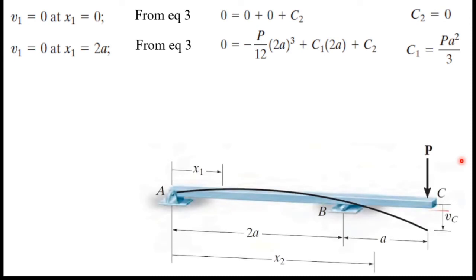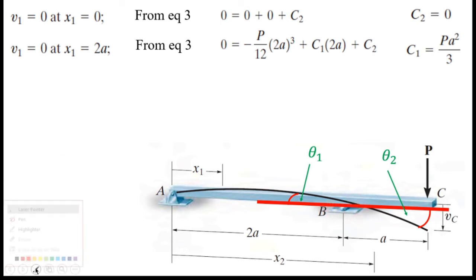For that, I can draw a horizontal line here, and I can mark this angle as theta 1. So that is the slope. Here also an angle. I will mark that angle as theta 2. This is the roller support. So these are the slopes at this support. Using geometry, I can say theta 1 is equal to theta 2.